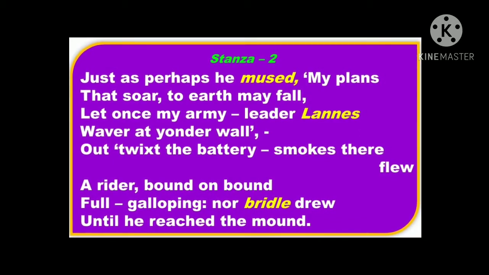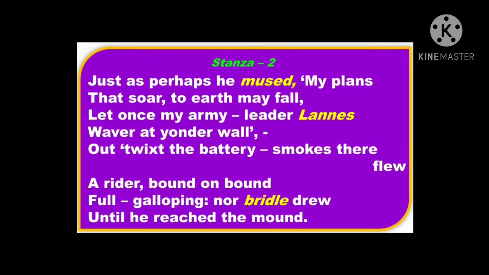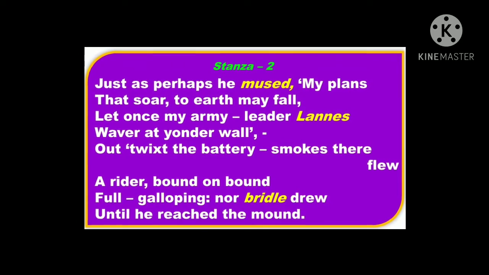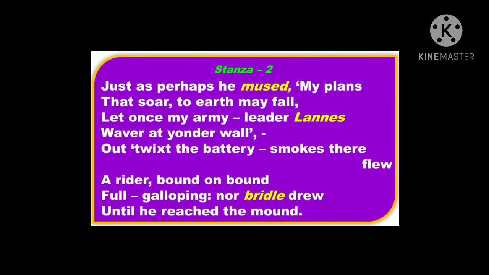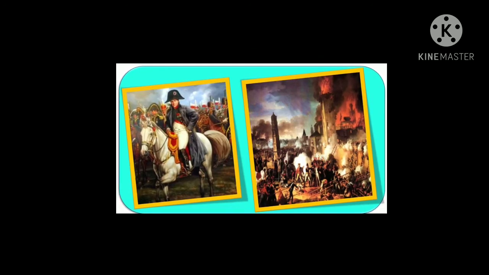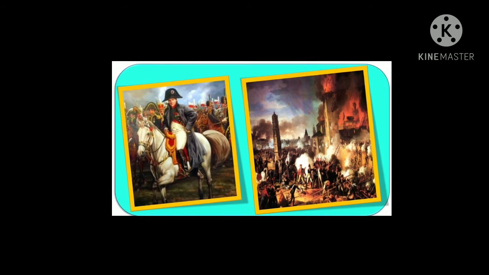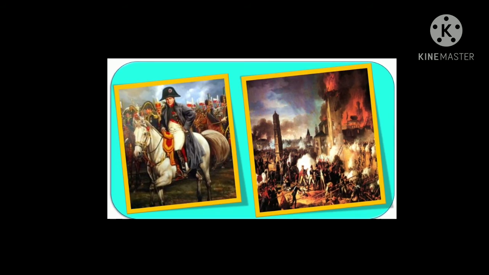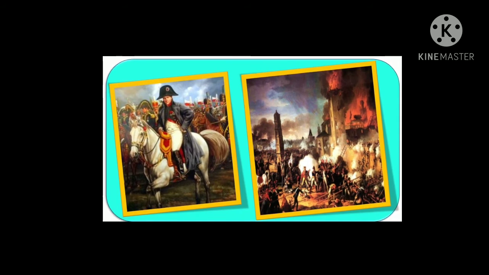Here, mused means thought deeply. Lannes, Duke of Montebello, a general in Napoleon's army. Bridle means the headgear used to control a horse. These lines bring to light the contemplative nature of Napoleon and the courage and enthusiasm of the young soldier who was heading towards him to convey the good news of victory.